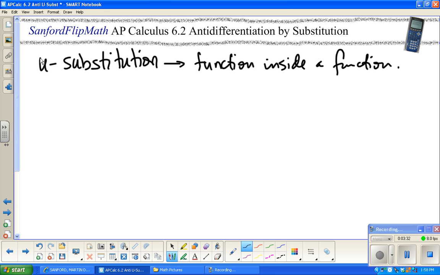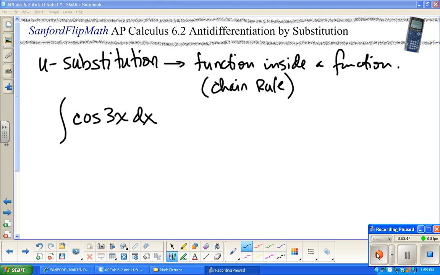Okay, so some nested functions. So basically what it's for is undoing the chain rule. Chain rule is for derivative, and this is the undoing version of that. Okay, so here's an example.